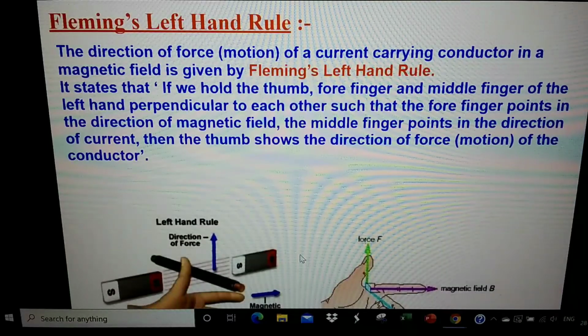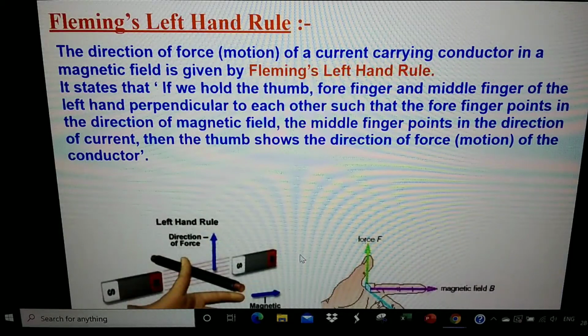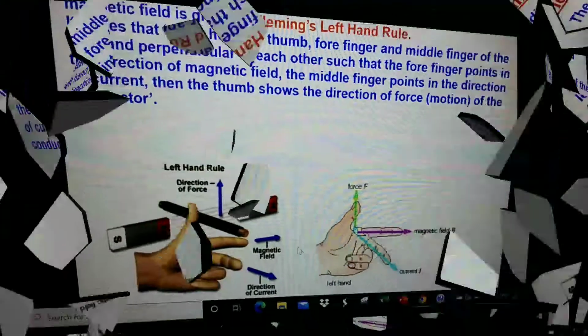Fleming's left hand rule. The direction of force on a current carrying conductor in a magnetic field is given by Fleming's left hand rule. It states that if we hold the thumb, forefinger and middle finger of the left hand perpendicular to each other such that the forefinger points in the direction of the magnetic field and the middle finger points in the direction of current, then the thumb shows the direction of force or motion of the conductor.